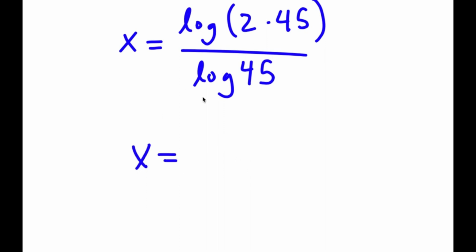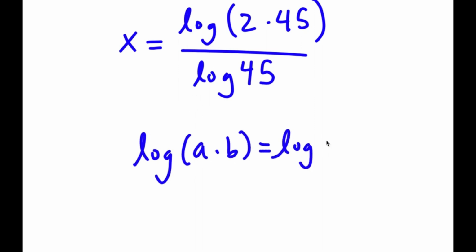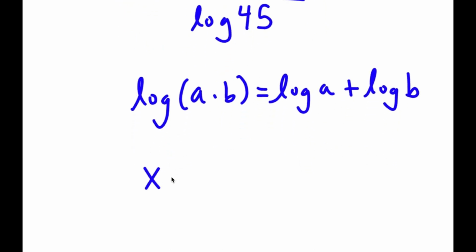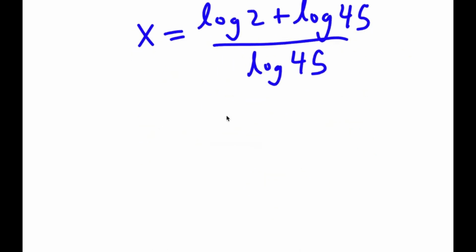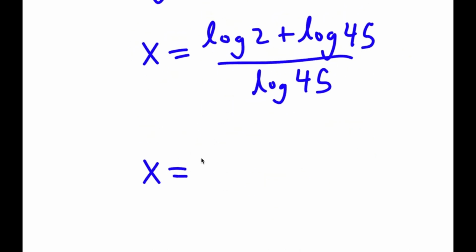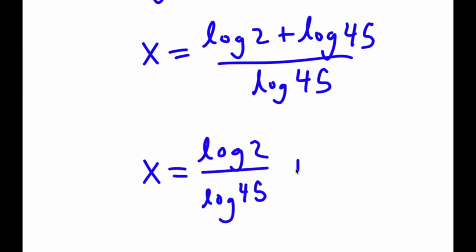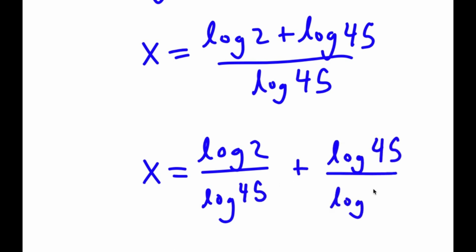And if I have something in the form log a times b, this is the same thing as log a plus log b. So now I have x is equal to log 2 plus log 45, and I have this over log 45. So now this is equal to log 2 over log 45 plus log 45 over log 45.